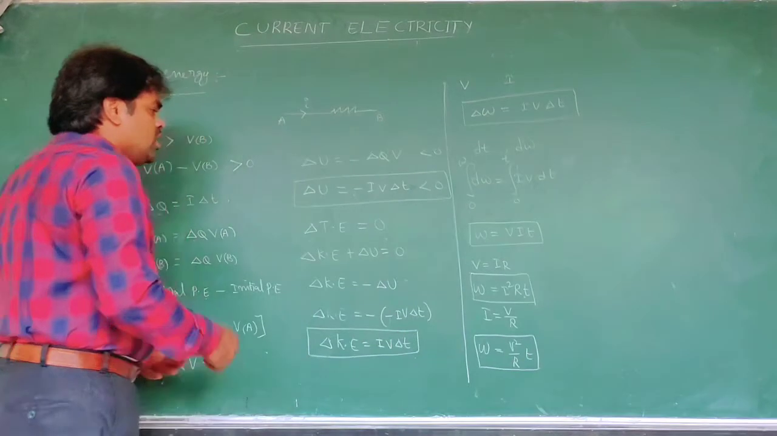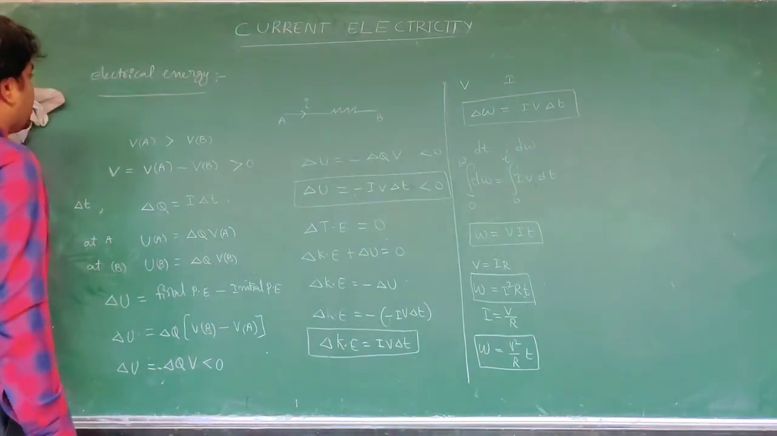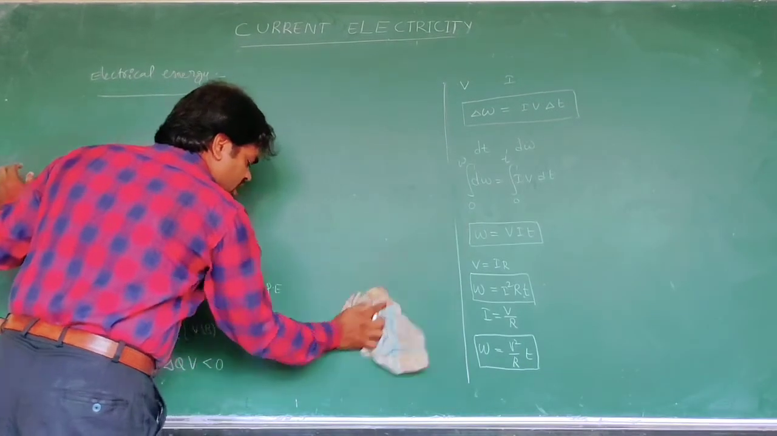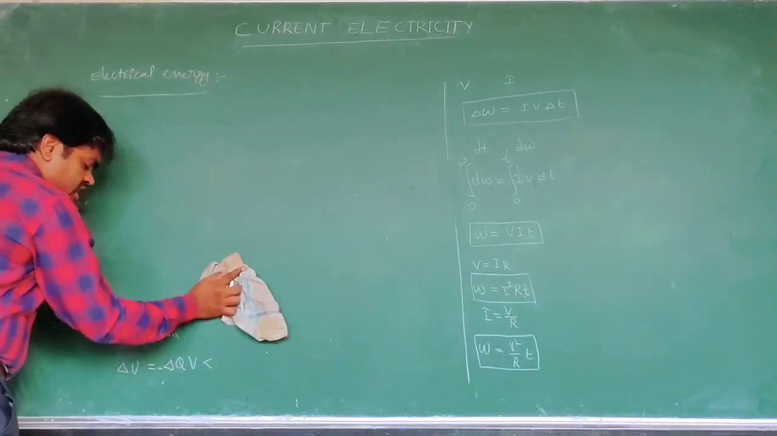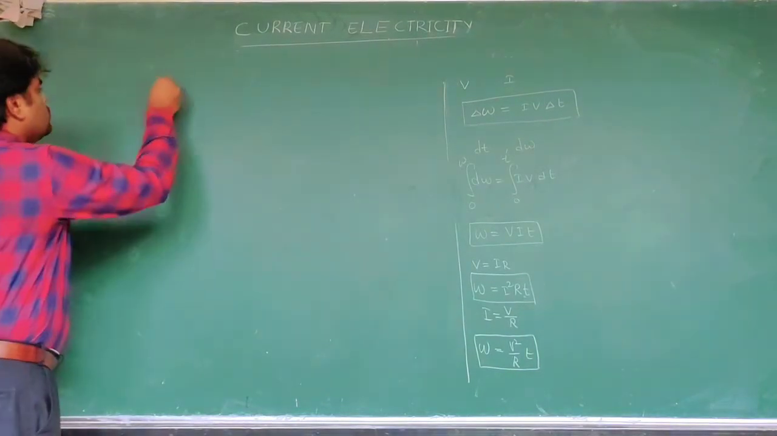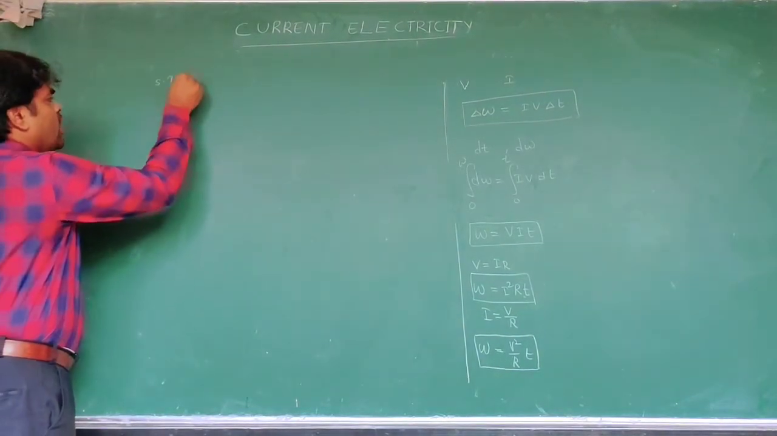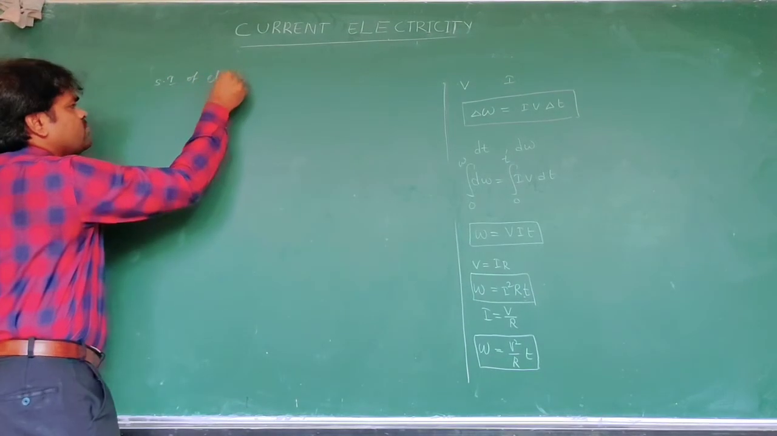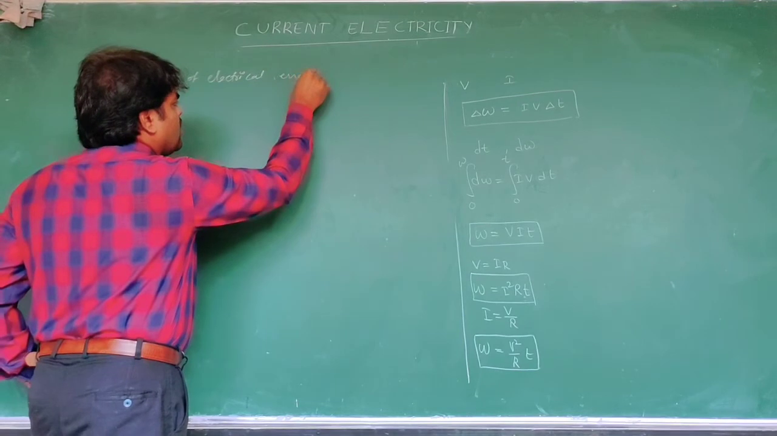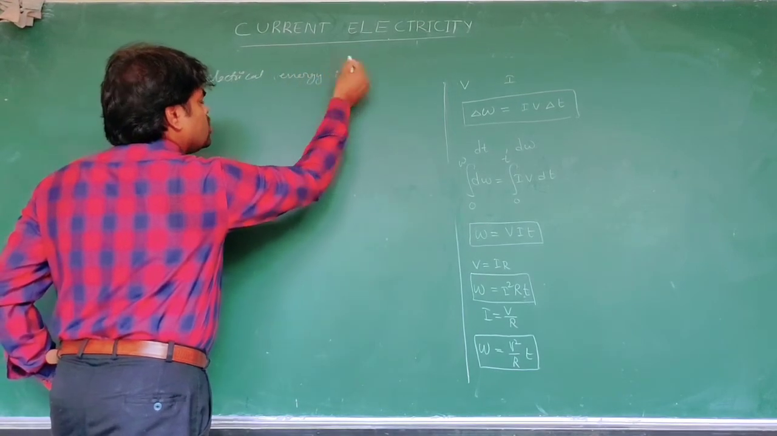Now, the SI unit of electrical energy is joule.